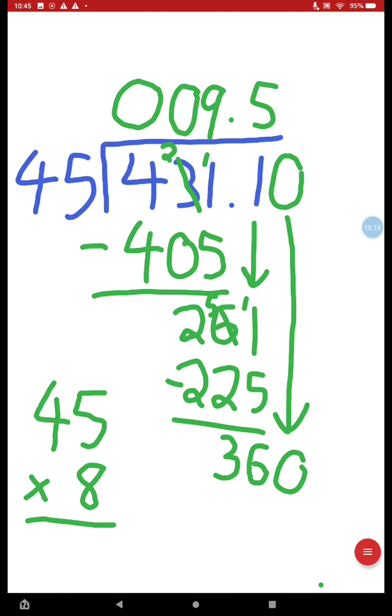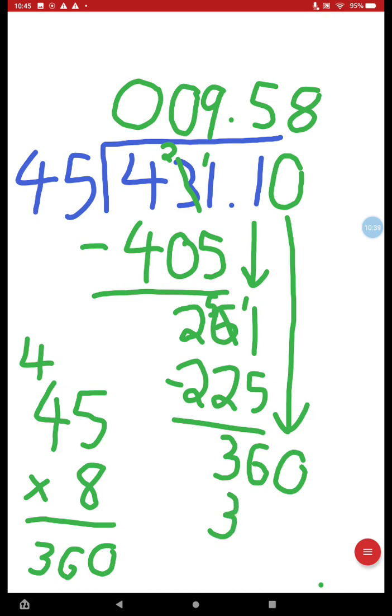All right, now let's multiply it. 5 times 8 is 40. Put down the 0. Carry the 4. 8 times 4 is 32. Plus 4 is 36. Hey, it works out. 360. So I'm going to put an 8 up here. Divide, multiply, subtract. 360 subtract 360, of course, is 0. Now that I have 0 left, I can be done.